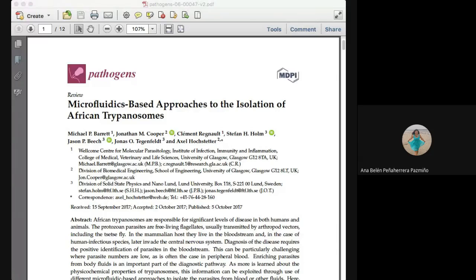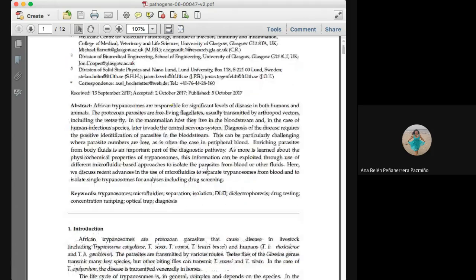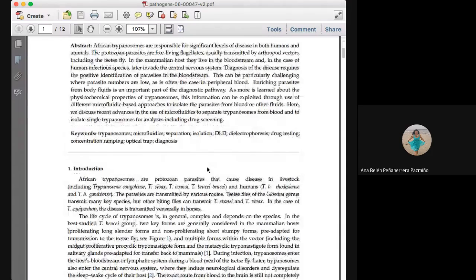In this case, I'm going to talk about the techniques used to isolate African trypanosomes. This is from a review article, and these are a few of the studies in the bibliography. There are not too many studies about this, especially with trypanosomes.